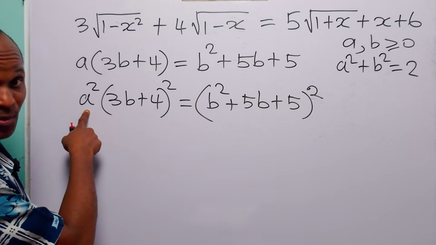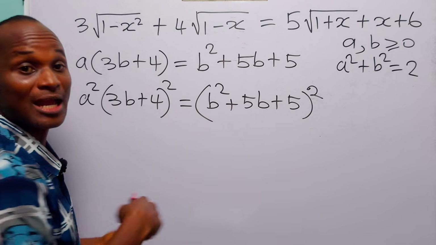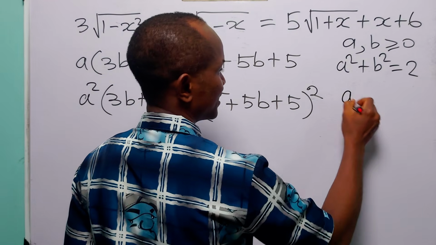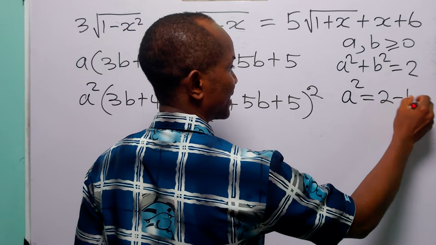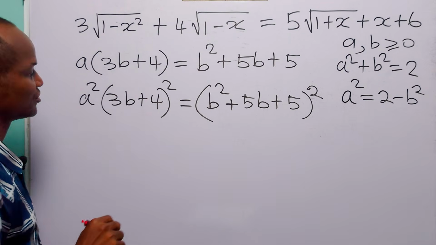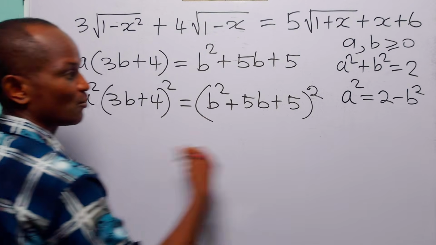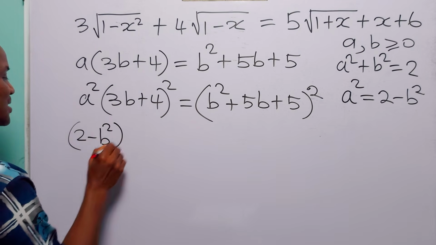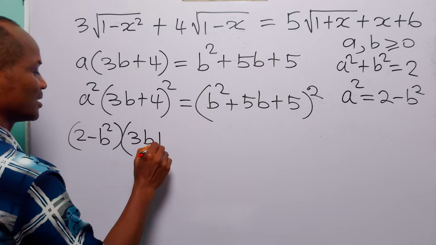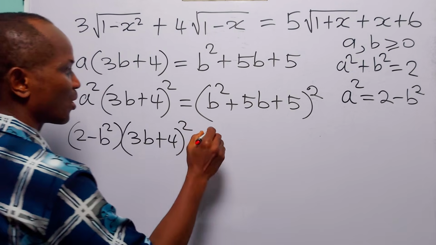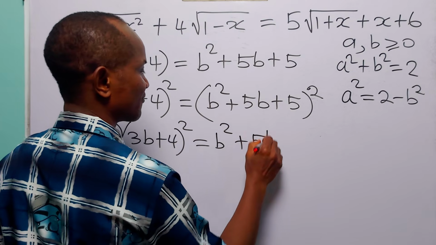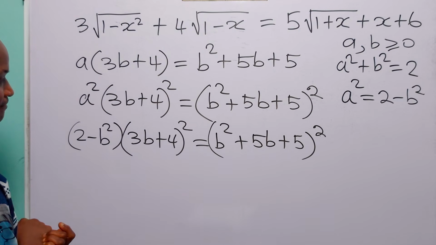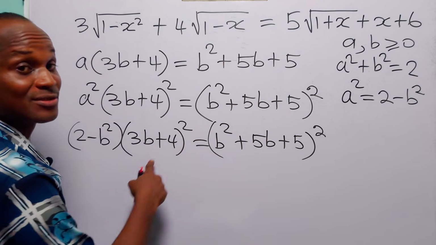Now, here we have a squared. Every other thing is b. We go back to this equation. From here, we have that a squared is equal to 2 minus b squared. So what we are going to do is that we will replace a squared with 2 minus b squared. So we have 2 minus b squared times 3b plus 4 squared is equal to b squared plus 5b plus 5 all squared. Now let us expand these two brackets.